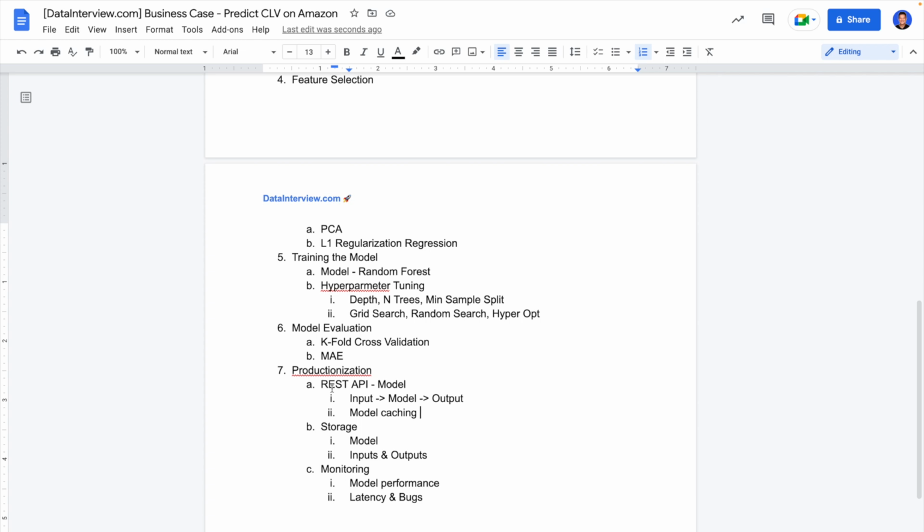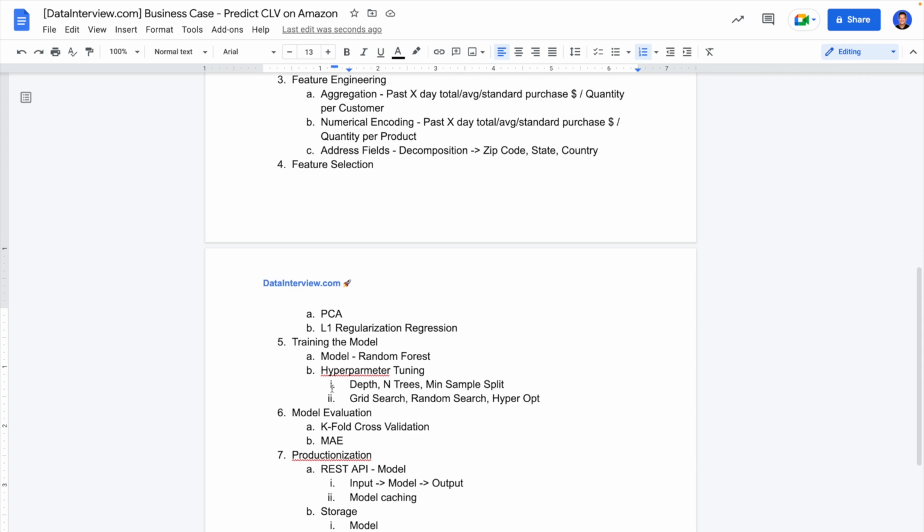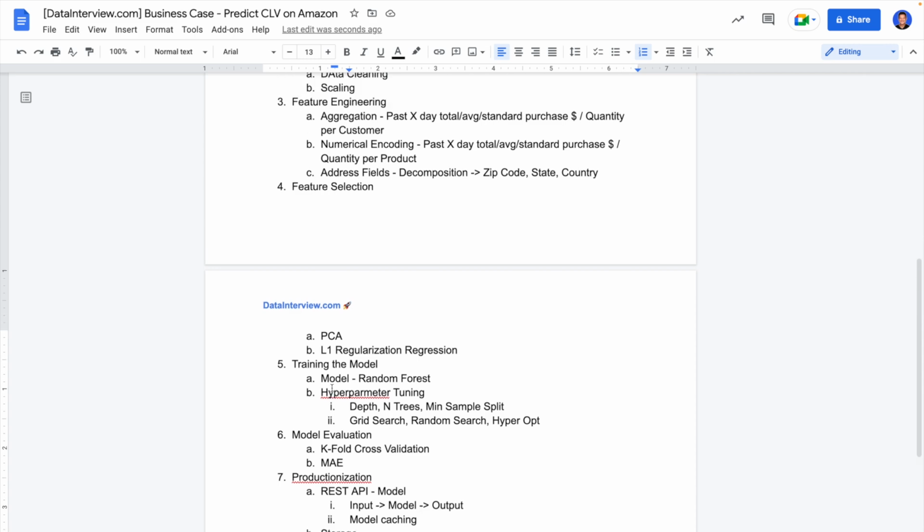And of course, there are other things we may want to consider, such as security and so on. But for the sake of this exercise, I would say that this should provide enough information. All right, so this is the part where I walk through the productionization. I talk about how I'm going to embed it using a REST API, how I'm going to store it, and how I monitor it.